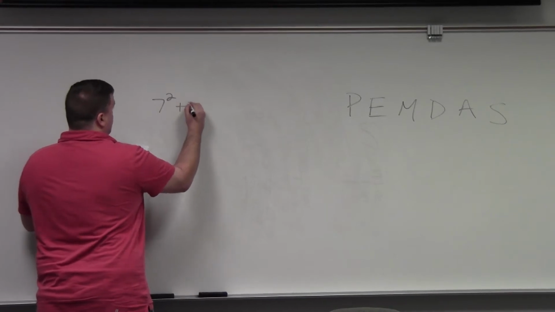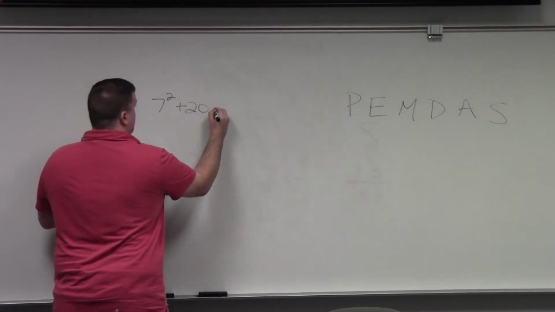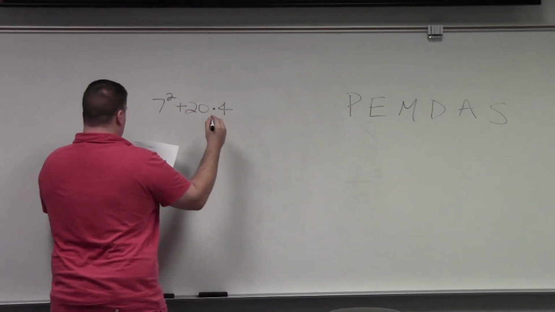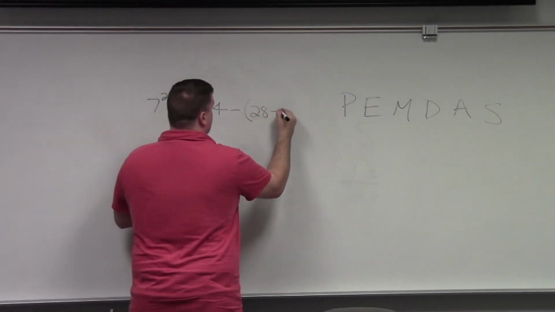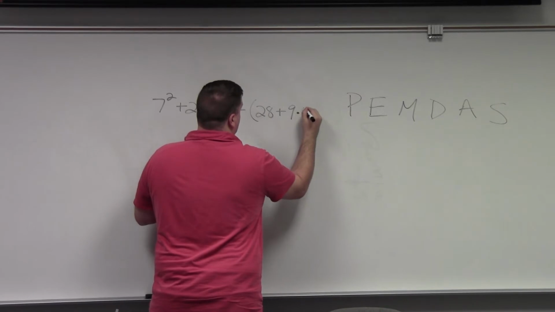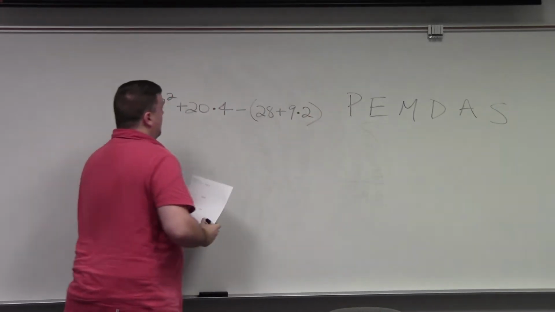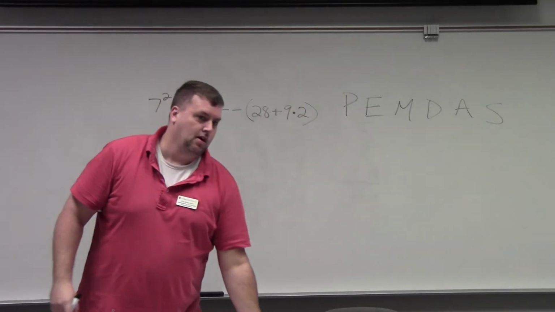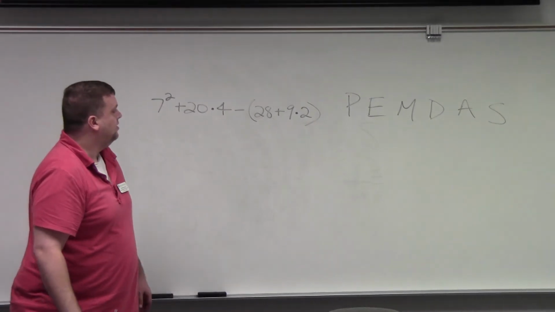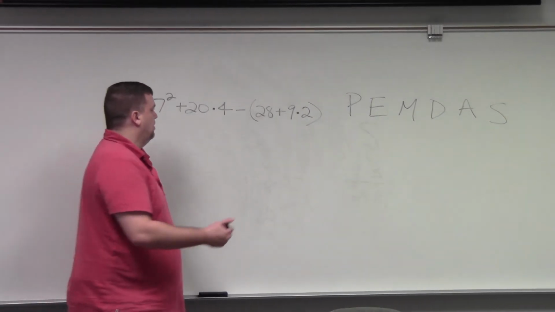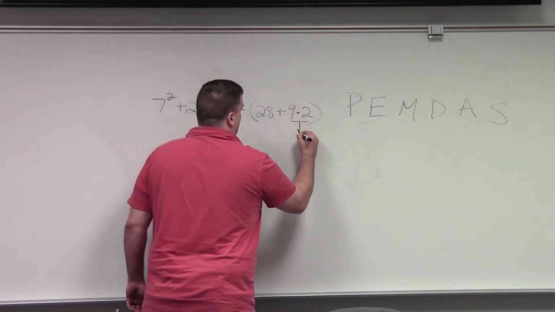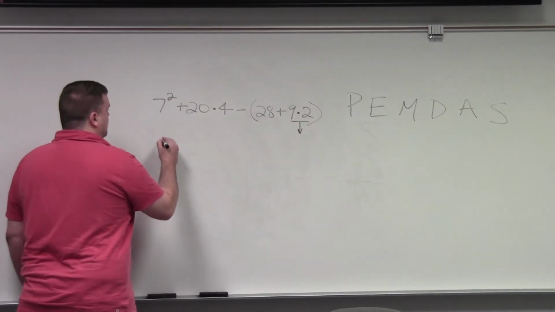Seven squared plus 20 times (4 minus 28 plus 9 times 2). Now take care of the parentheses. Well, we have multiple operations in the parentheses now, so which one comes first? Multiplication. So we got to take care of that first.